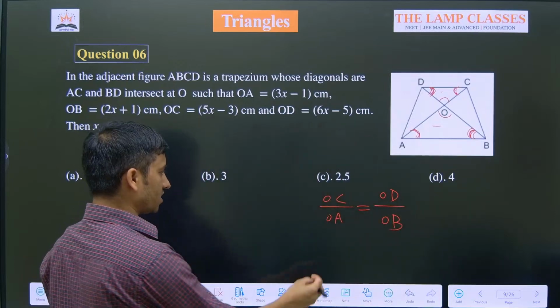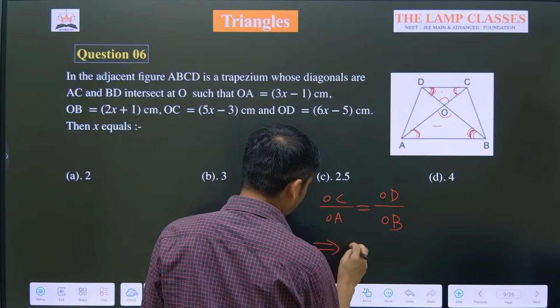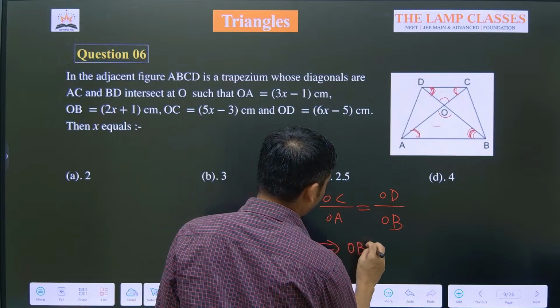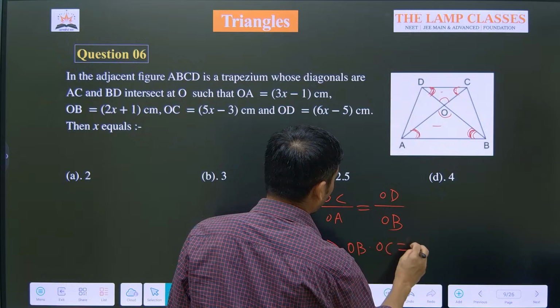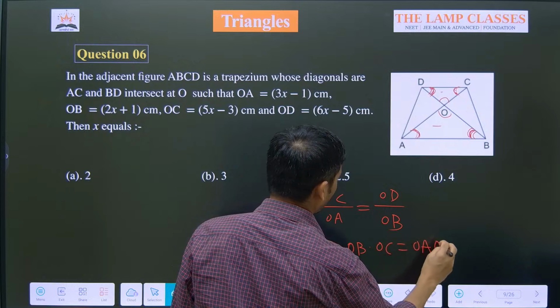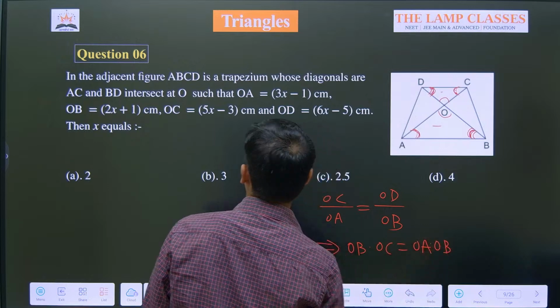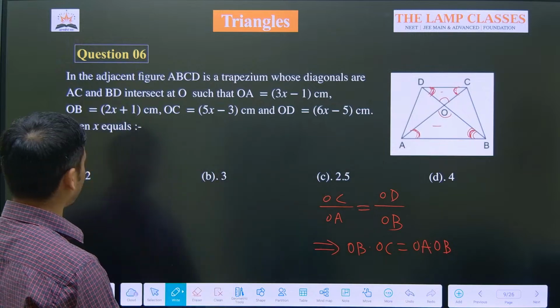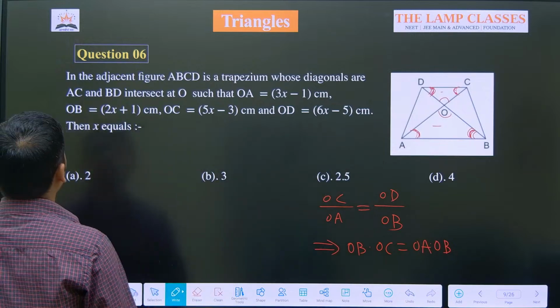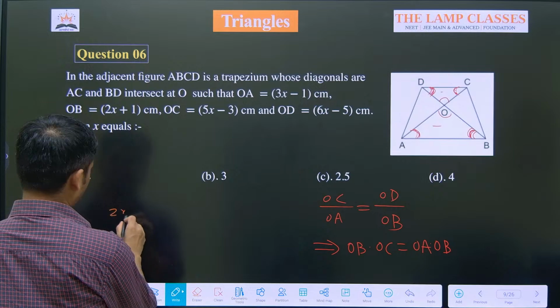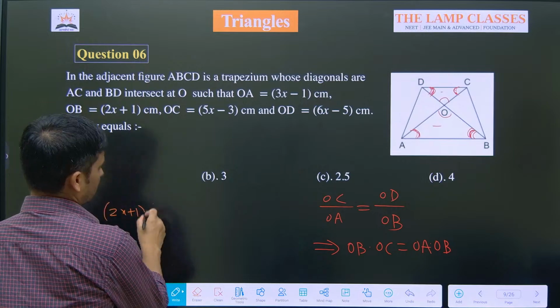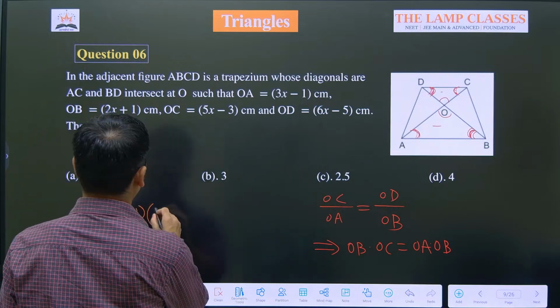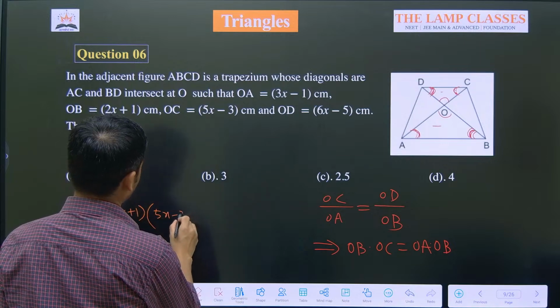They might even ask you to prove this for a 2-mark question. So it's basically OB into OC is equal to OA into OD. And they have given all of those in terms of x. So let's use that. OB is 2x plus 1, times OC, 5x minus 3.